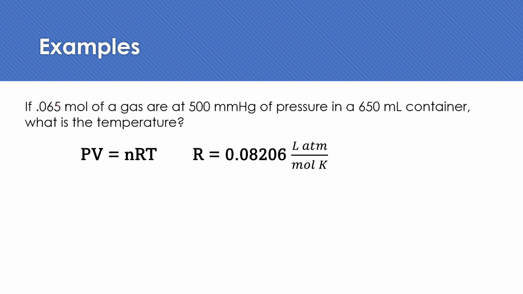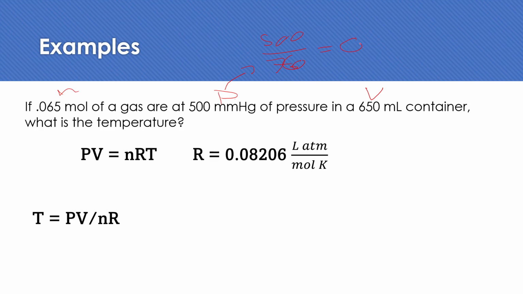If 0.065 moles of a gas are at 500 millimeters of mercury, so here's n, P, in a 650 milliliter container, V, what is the temperature? All right, so moles, fine. Pressure, we need to convert to atmospheres. And volume, we need to convert to liters. So temperature is equal to PV over nR. The pressure is going to be 500 over 760 to get to atmospheres.